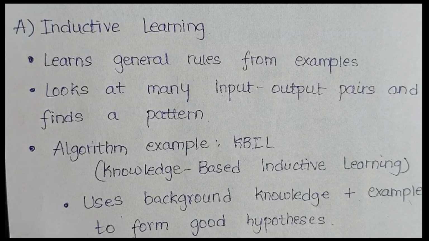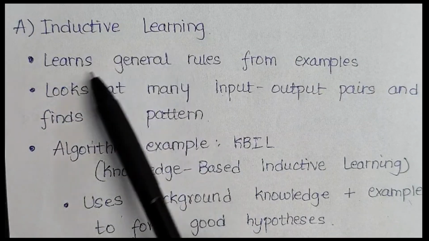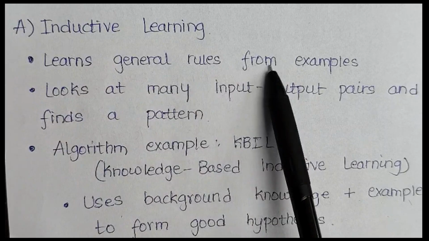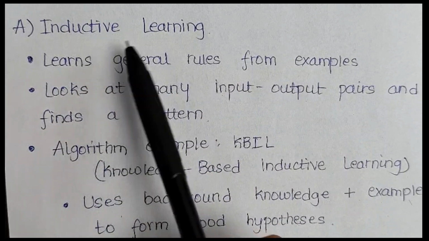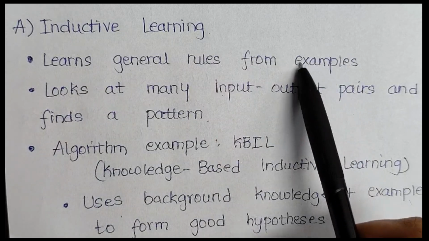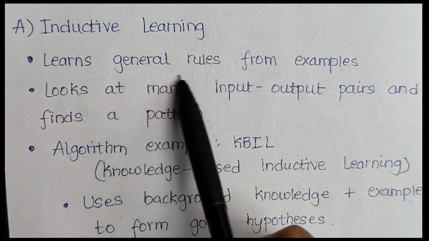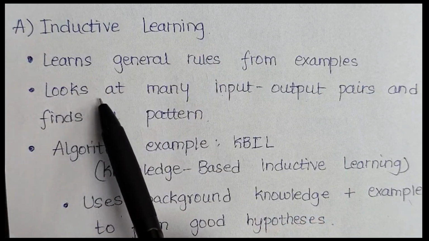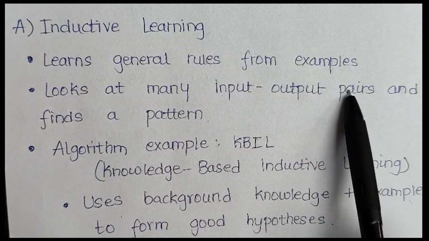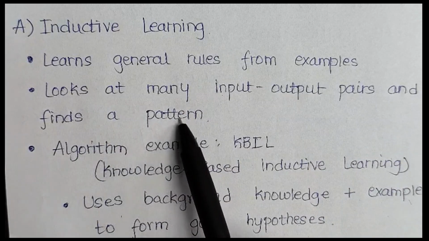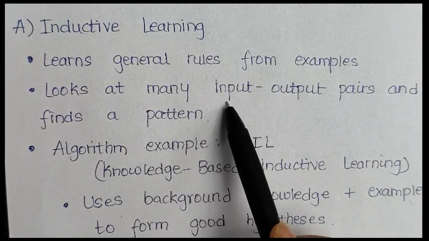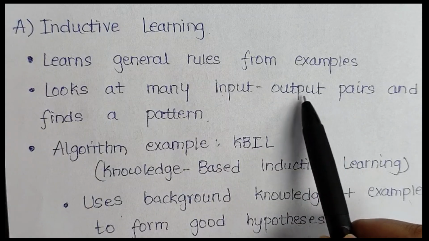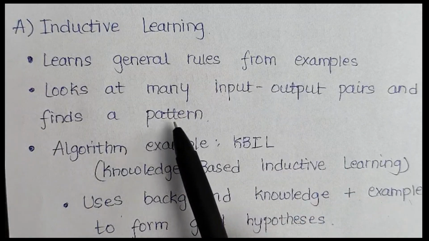Coming to inductive learning, in inductive learning, AI learns general rules from examples. AI will look at many input-output pairs and find a pattern, using the input-output pairs given to it.